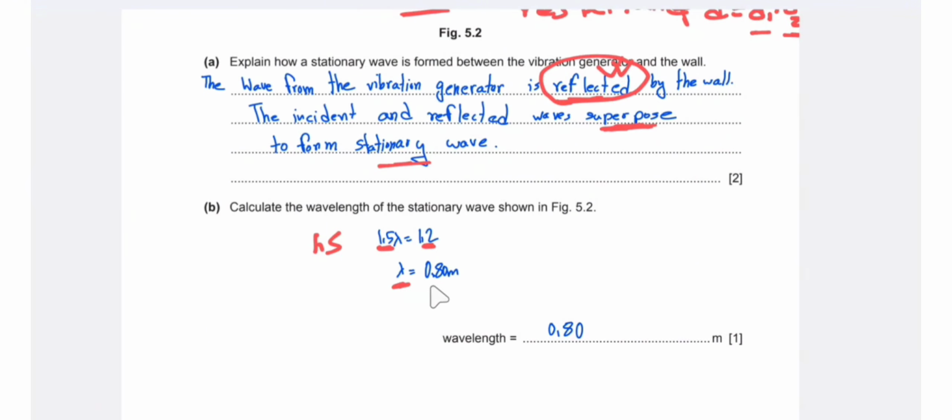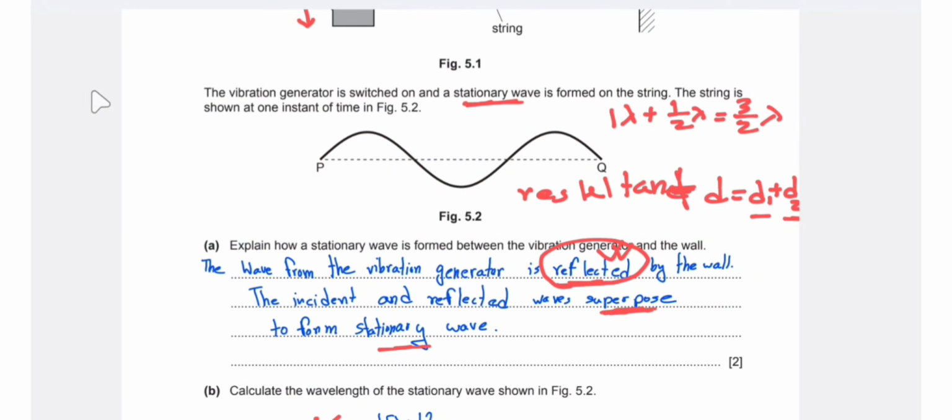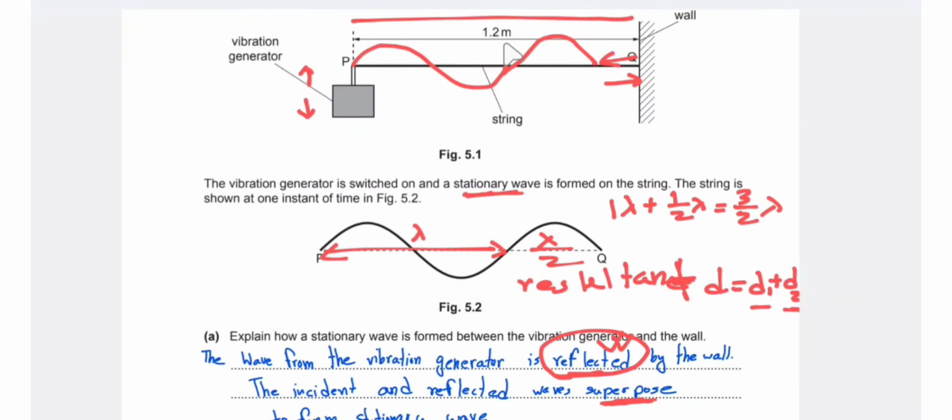So what is the value of lambda? Lambda is 0.80 meter, to 2 significant figures. So the wavelength is 0.80 meter. This is 1 lambda and this is lambda by 2, so this is covered in 1.2 meter.